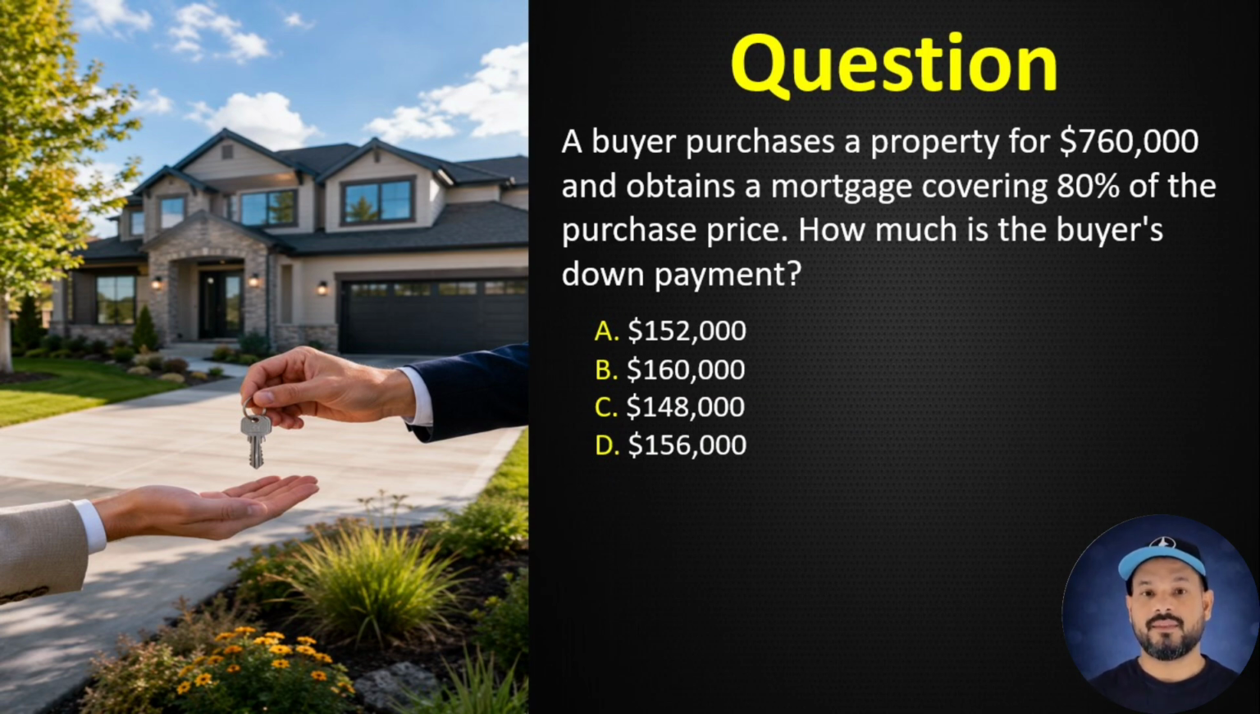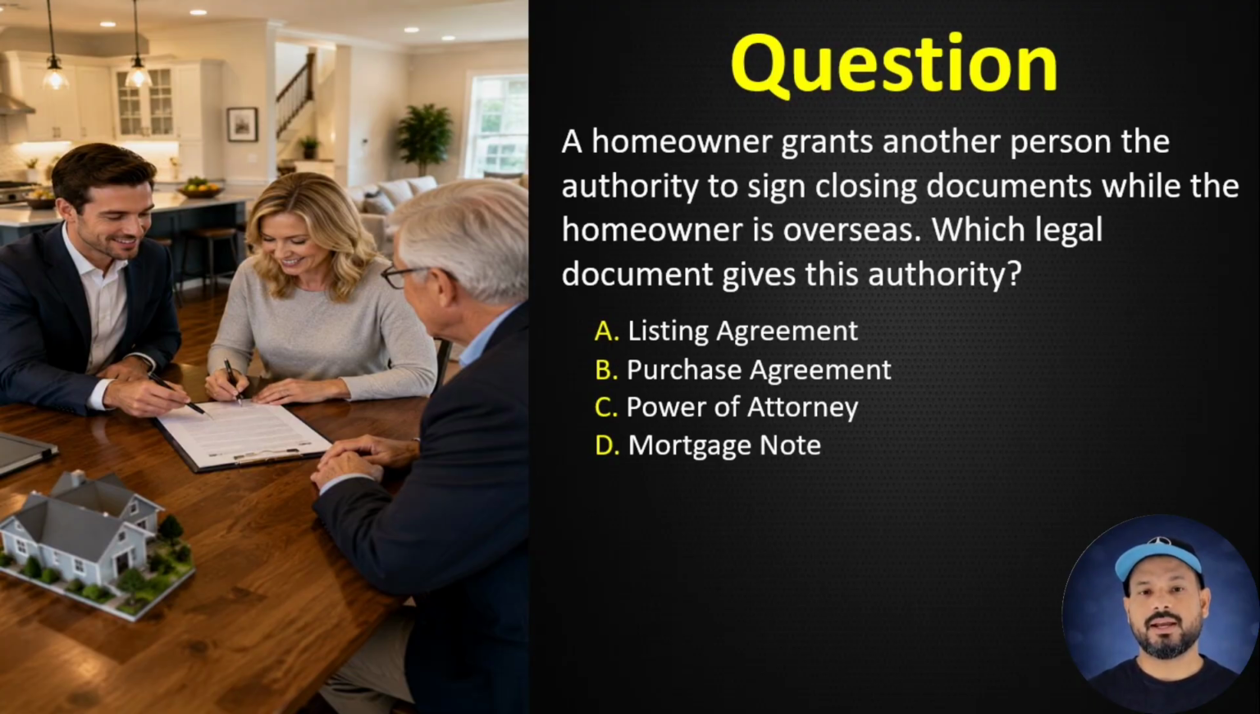Question number 22. A buyer purchases a property for $760,000 and obtains a mortgage covering 80% of the purchase price. How much is the buyer's down payment? A. $152,000, B. $160,000, C. $148,000, D. $156,000. Correct answer A. $152,000. A 20% down payment on $760,000 equals $152,000.